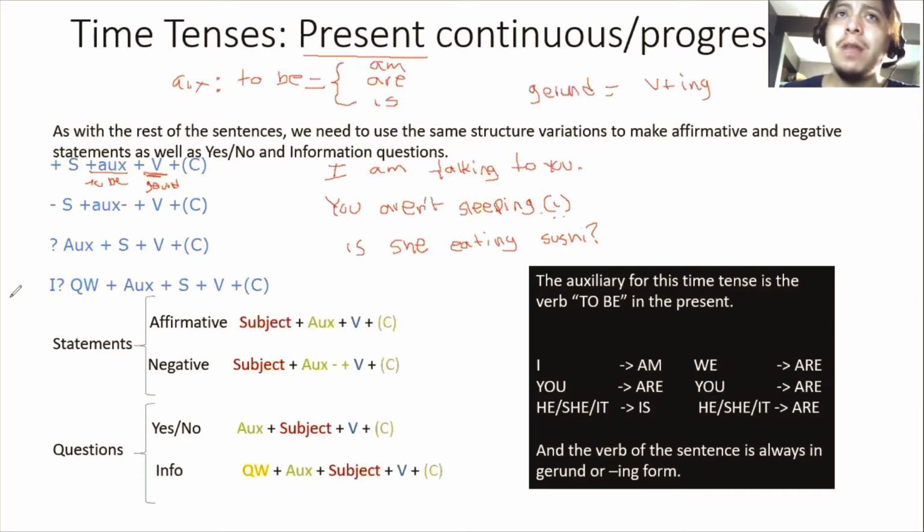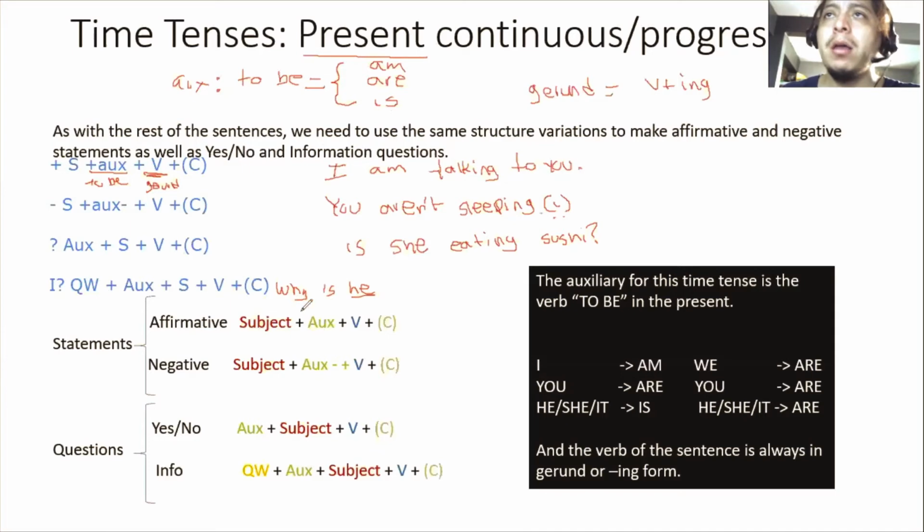If you want to make an information question, you start with a question word. For example, why? If you're looking for reasons why, the auxiliary is am, are, or is. In the case of the third person, is. The subject, he. It has to be the third person. If it was the second person, it will be are. If it was the first person, it will be am.